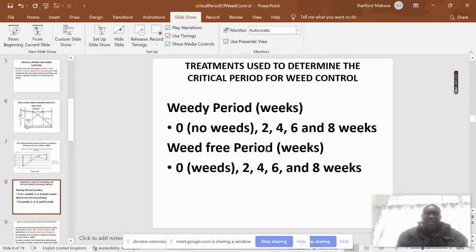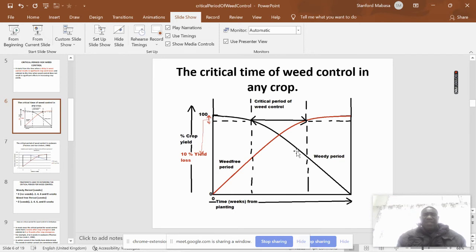These then are the treatments which we can use if we want to model the critical period for weed control in any crop. So you need the two sets of treatments, what we call the weed period, which can vary from 0, 2, 4, 6, and 8 weeks. Please notice on the weed period, 0 means no weeds. Then the weed-free period, which can also be varied from 0 to 6, 2, 4, and 8 weeks. And please note that 0 here on the weed-free period means presence of weeds. So these two sets of treatments can give us this kind of a graph in any crop. And we can estimate the critical time for weeding in any crop.